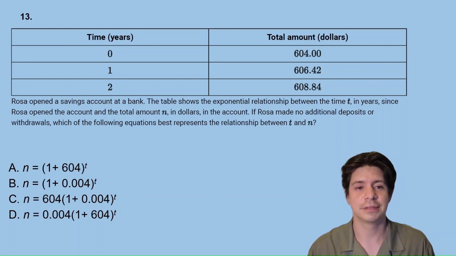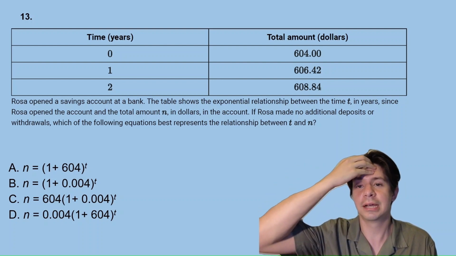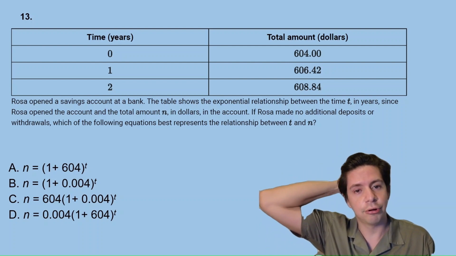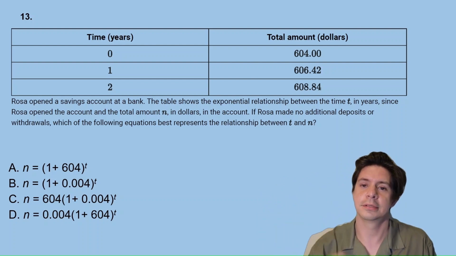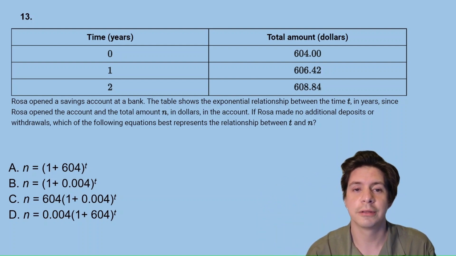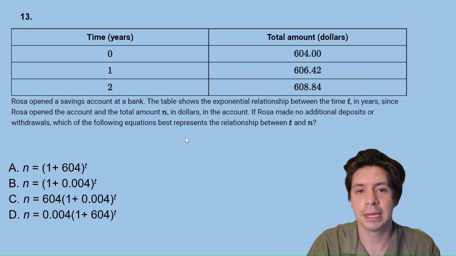Rosa opened a savings account at a bank. The table shows the exponential relationship between the time t in years since Rosa opened the account and the total amount n in dollars in the account. Rosa made no additional deposits or withdrawals. Which of the following equations best represents the relationship between t and n?